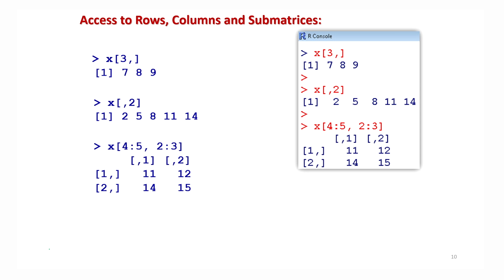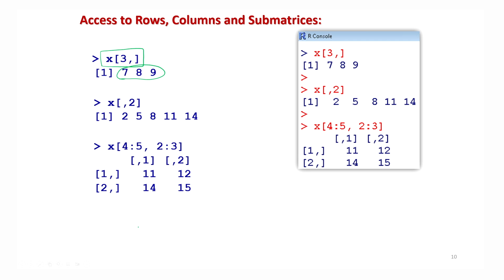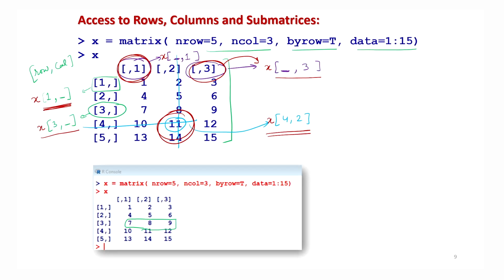Suppose I want to recall the third row. I simply have to write down here X inside the square bracket 3 comma, and it will give you here 7 8 9, and you can see this is the matrix row 7 8 9. And similarly, if you want to have the second column, this is your second column, which is 2 5 8 11 14. You can see here this is your second column, 2 5 8 11 14.